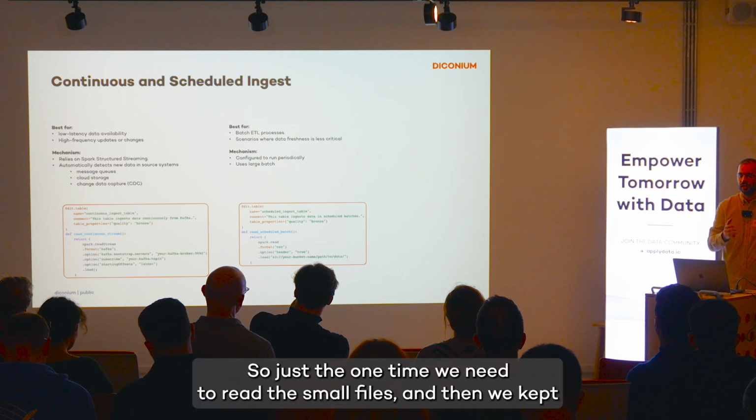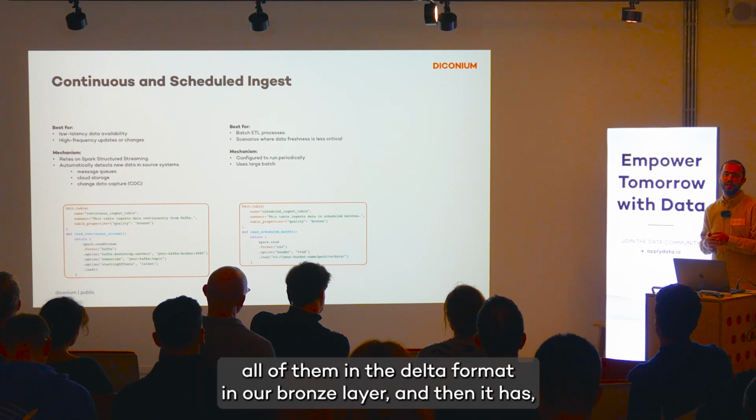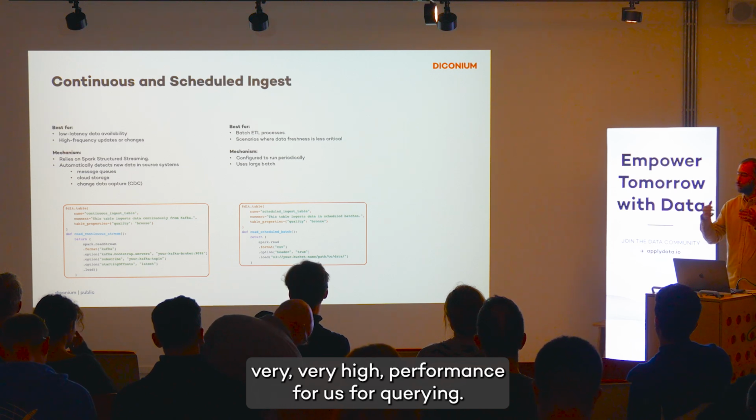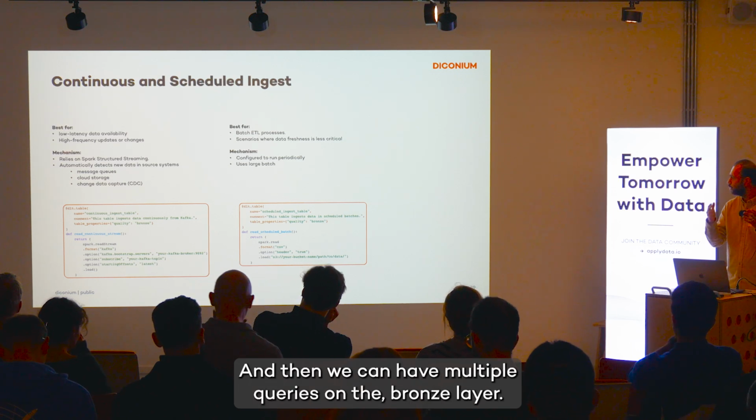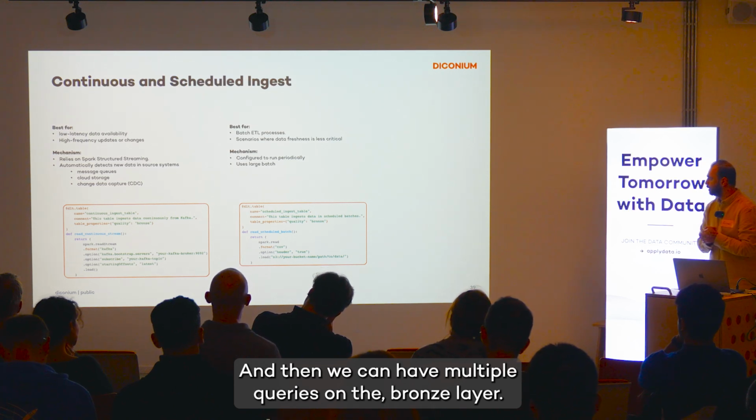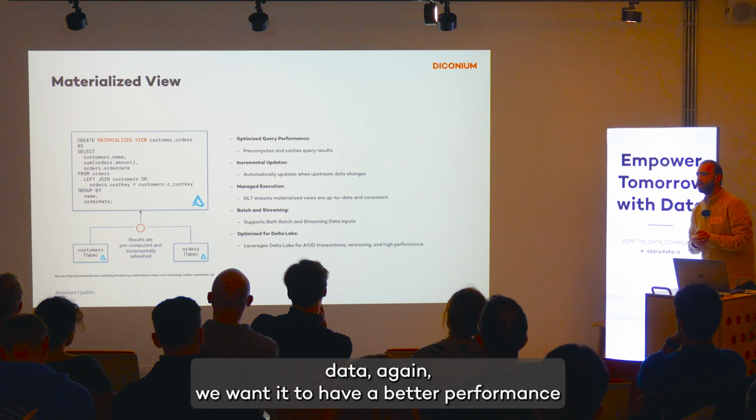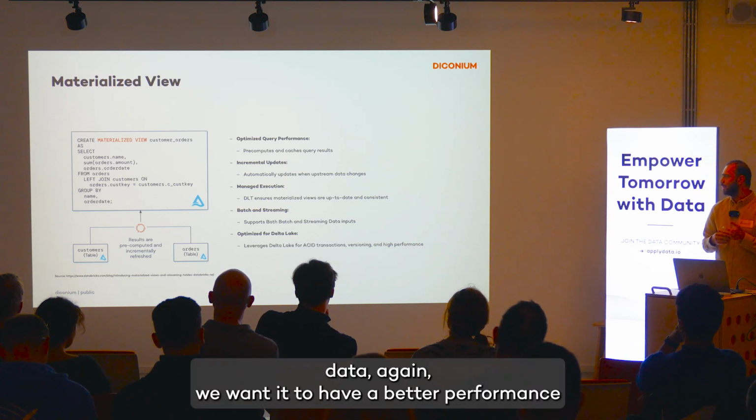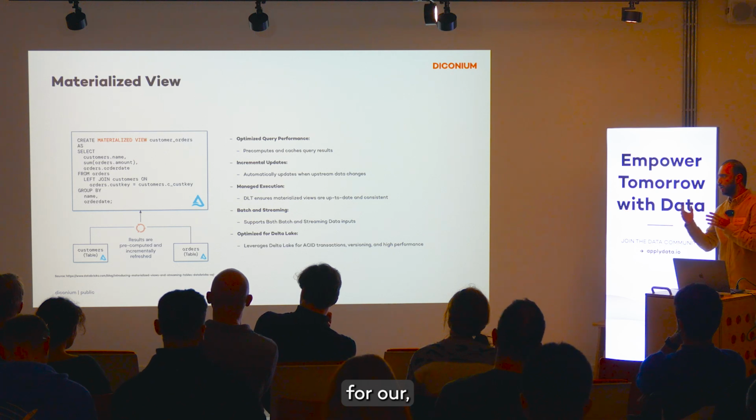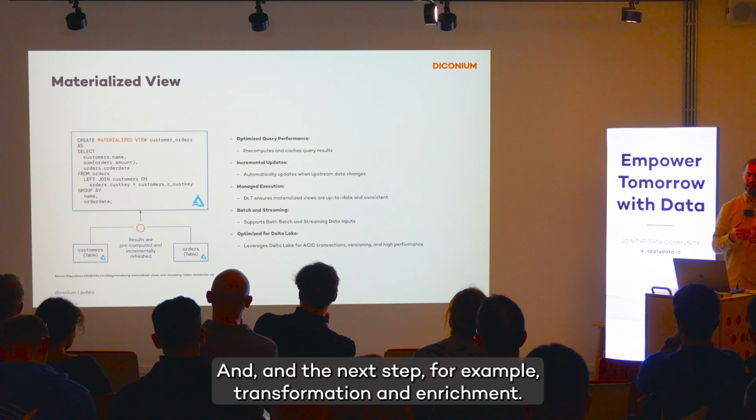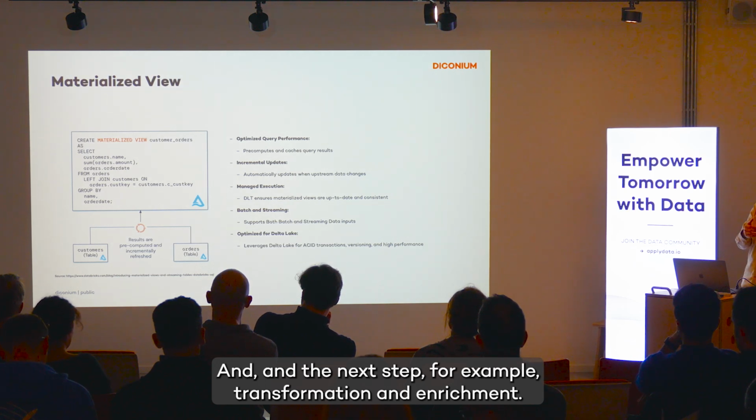We only need to read the small files one time, and then we kept all of them in Delta format in our bronze layer, which gives us very high performance for querying, and then we can have multiple queries on the bronze layer. Then when we read the data, again, we wanted better performance for our calculations and the next step, for example, transformation and enrichment.